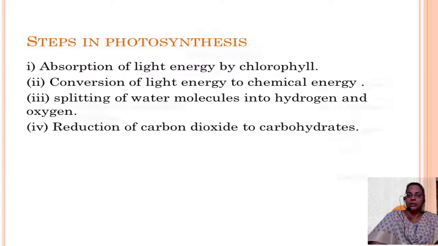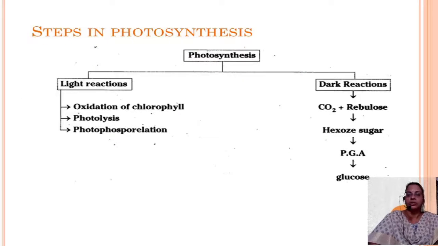Now it is taking place in the green part of the plants, that is the mesophyll layer, which contains chloroplast. Chloroplast contains the green coloring pigment chlorophyll. So here this is the diagrammatic representation of steps in photosynthesis, that is broadly classified into light reaction and dark reaction. In the presence of light, excitation of chlorophyll, and in the presence of light the photolysis, and the phosphorylation, that is ATP production.